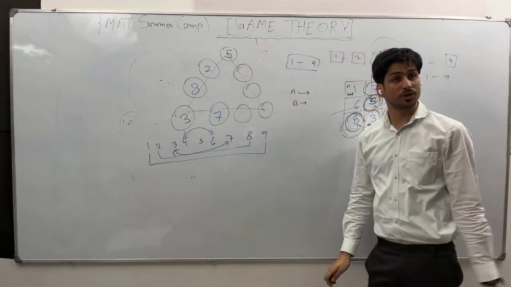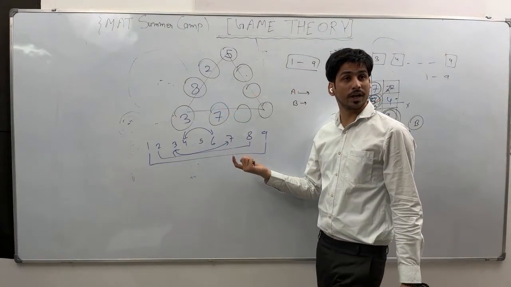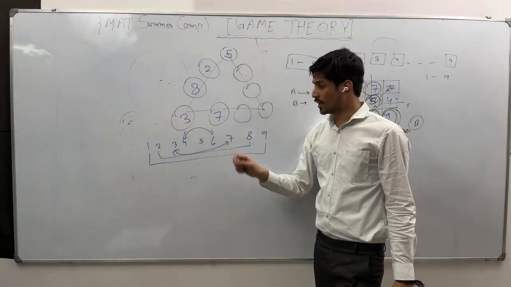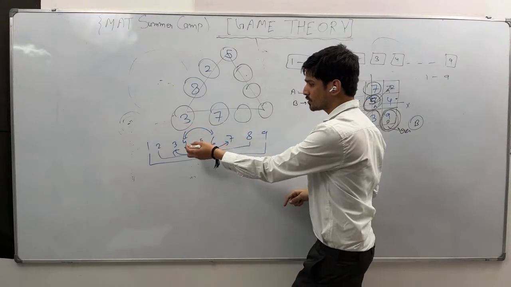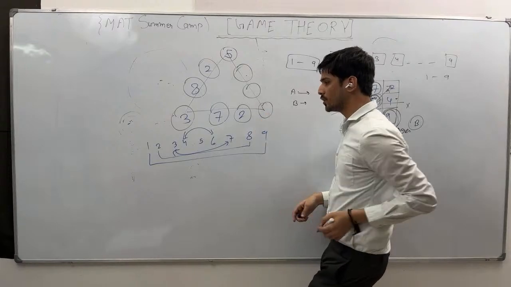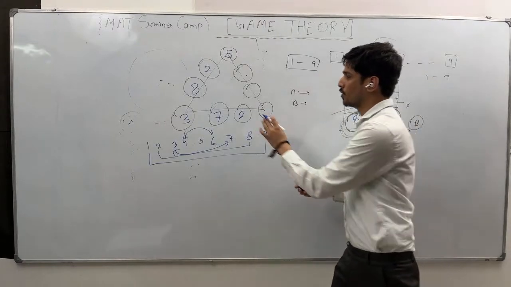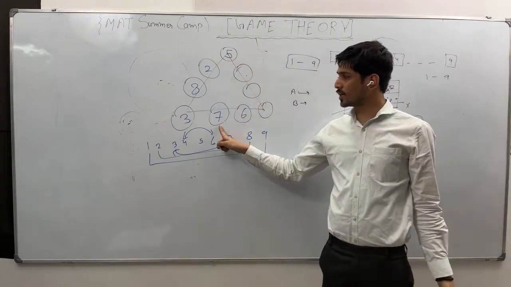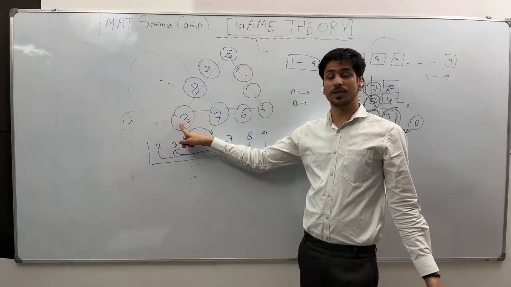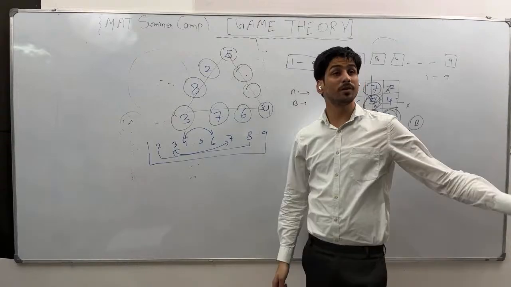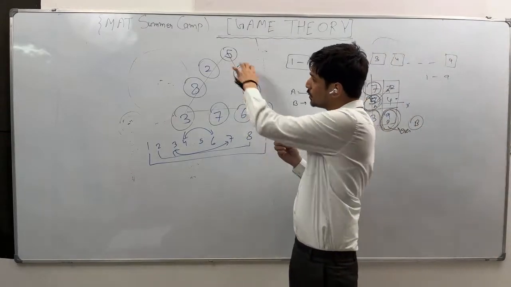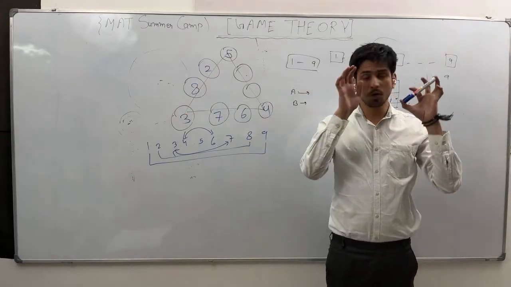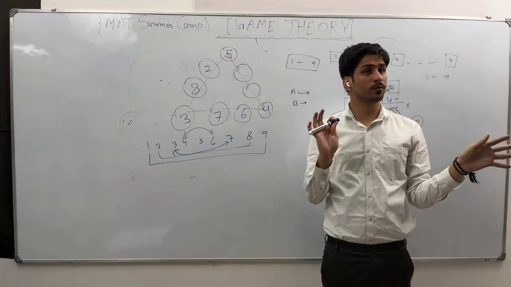Then B goes. Now B needs to win, right? 7 plus 3, 10. Then let's say B puts 2. Okay, we have used. Let's say he puts 6. So 7 plus 6, 13. 13 plus 6, 19. Then you can put 4. It means that at any of the corners, if you are putting 5, then no matter how B plays, you will always win. What you have to do?